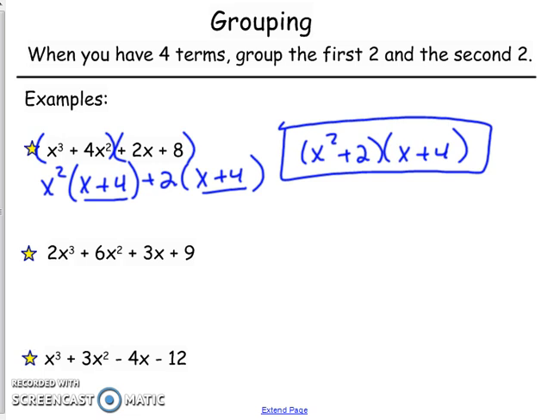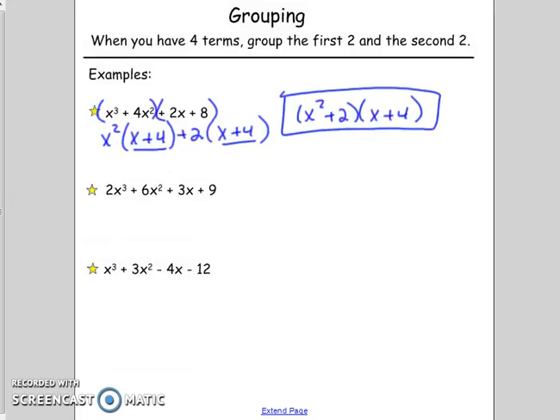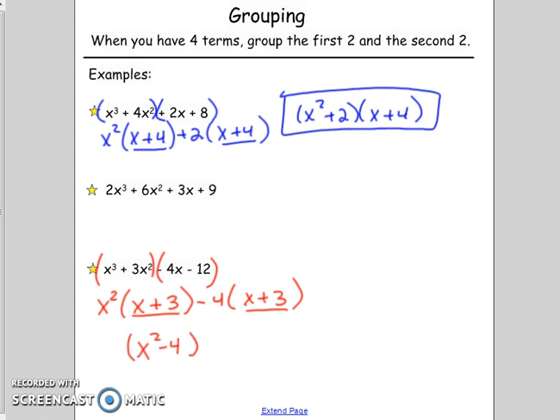Okay, if we look at the last one, we're going to do the same thing. So we're going to group the first 2 and group the second 2. Take out the common factor, so x squared, and I'm left with x plus 3. Negative 4x minus 12, I'm going to take out a negative 4. I'm left with x plus 3. So again, these 2 are the same, so we're going to smush the outside terms and keep the x plus 3. But now, the x squared minus 4 is difference of squares. So x plus 2, x minus 2, and then x plus 3.